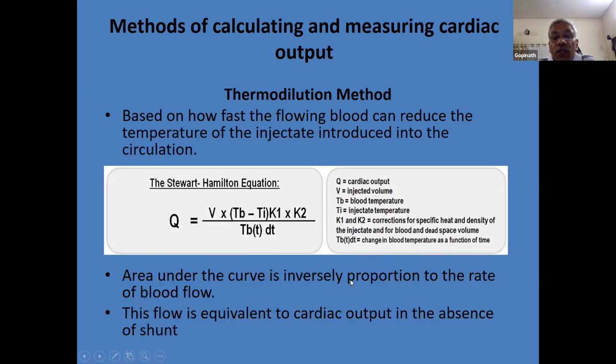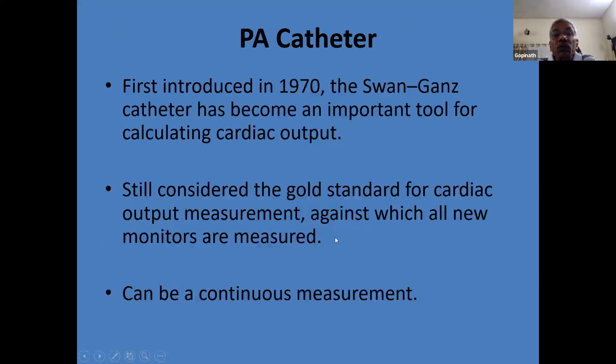Once you get all that, you always get a decay curve, as it's called. The area under the curve is inversely proportional to the rate of blood flow. This flow is equivalent to cardiac output in the absence of a shunt, which Dr. Kritika will talk to you about later. This is a precursor for what a shunt could be, why there are shunts, and how you measure them.